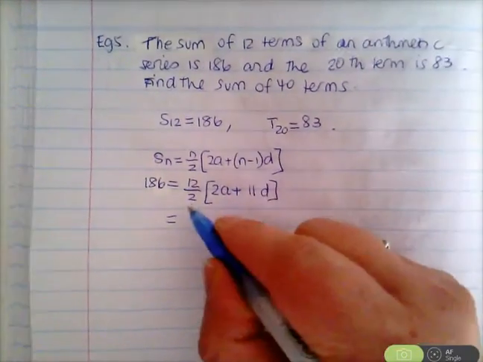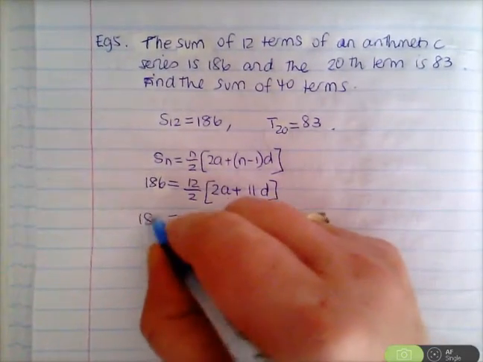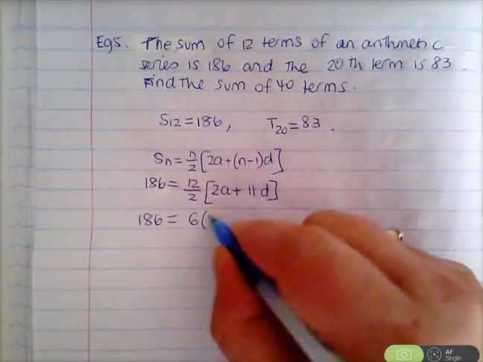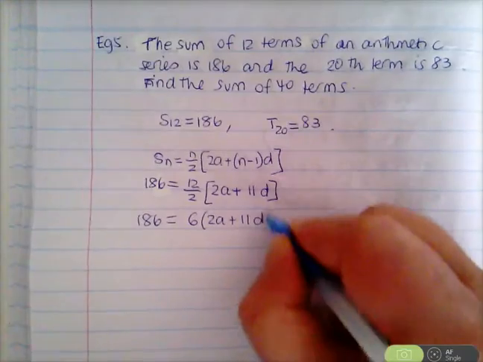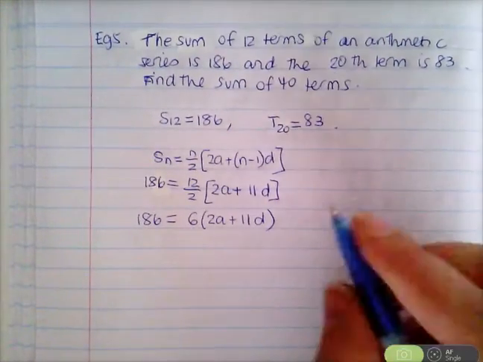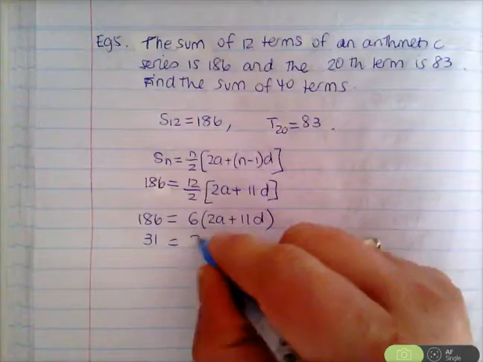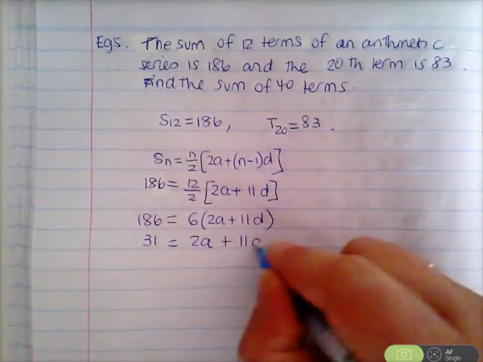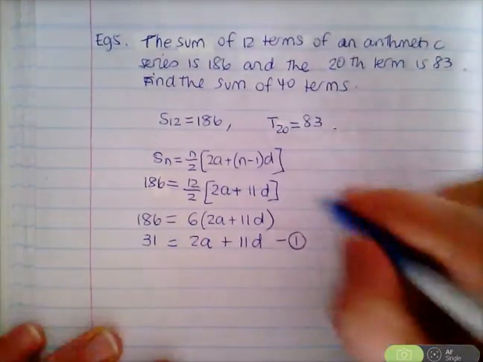So that is 186 equals 6 times (2a plus 11d). And I can divide here by 6, and I get 31 equals 2a plus 11d, and that's my equation 1.